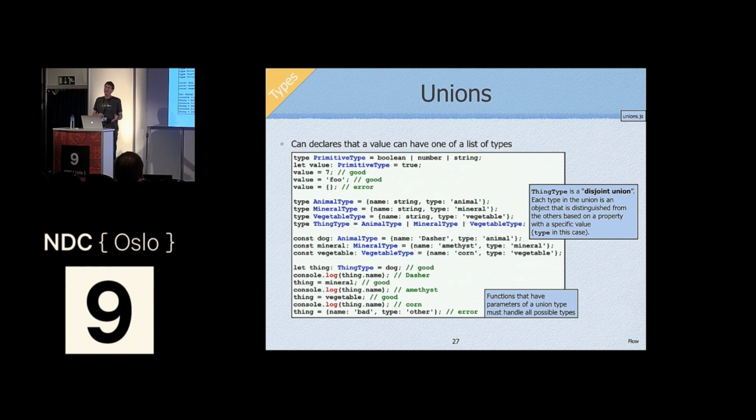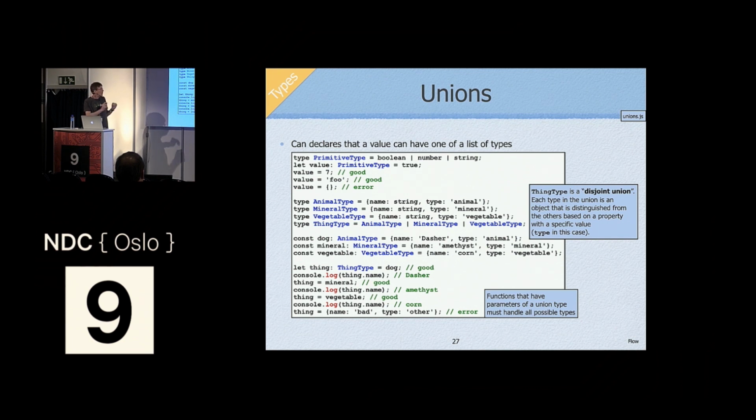And then I can create a type that combines them all. I have a thing type, which might be an animal or a mineral or a vegetable. Then if I want to create a dog object, I have to set the type to animal, and then I can put it in a variable that has a type of animal. That's all good. And a similar thing for mineral and a similar thing for vegetable. But notice that if I left off the type or I said something different, that would be an error.